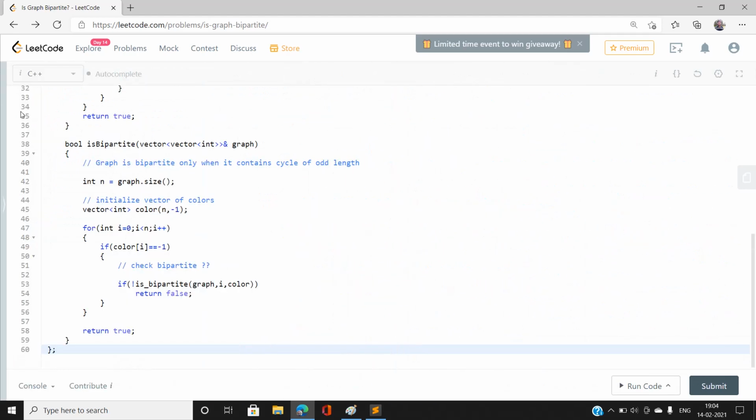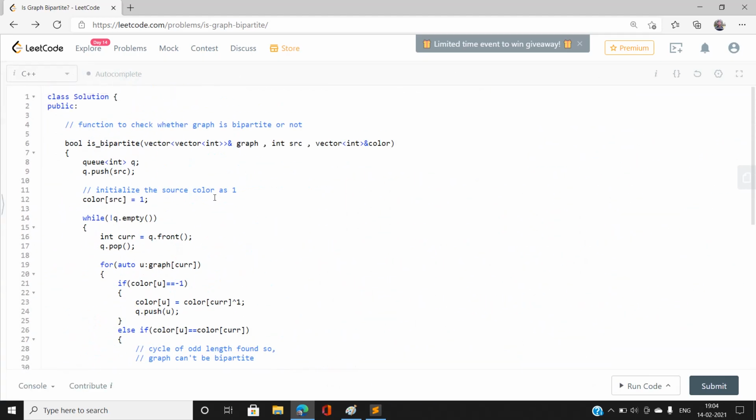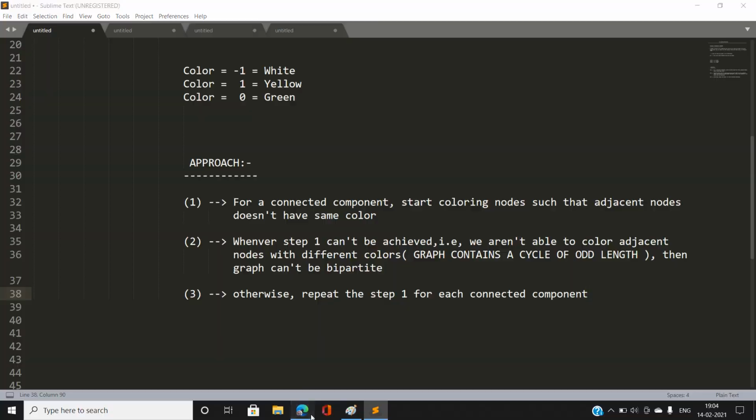Okay, now I have a function, bool isBipartite, that I have made. Here I have taken a graph in adjacency list representation, a source node, and a vector of integers, color. The color vector is going to store the color of each node. For a connected component, I am going to maintain a queue that is going to do a breadth first search traversal, and I am going to color my source node with 1, that is here I have denoted 1 with yellow. I am going to start with yellow, you can start with any color.